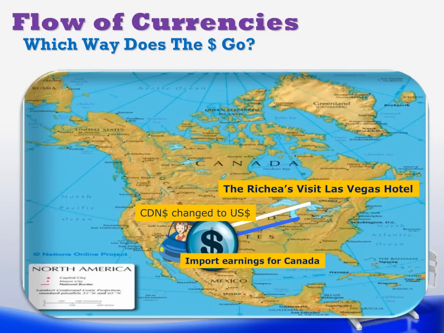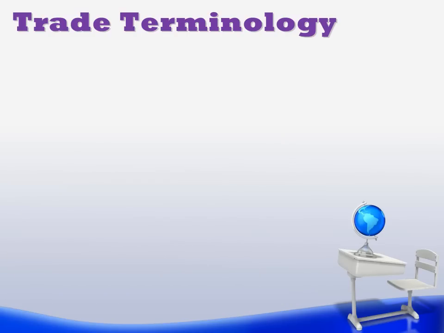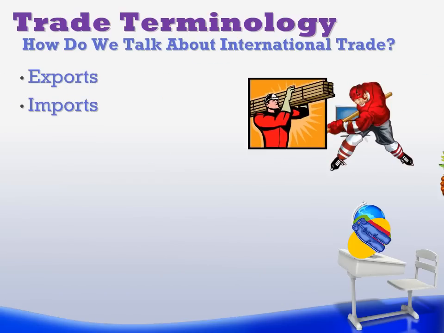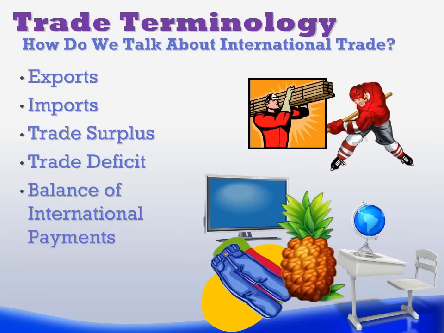So we've talked a little bit about trade and we used a few terms, so let's really identify these. Exports. Yes, we export lumber and hockey players to the States, right? So any good that is traveling out of our country and money therefore is traveling into our country, that's an export.